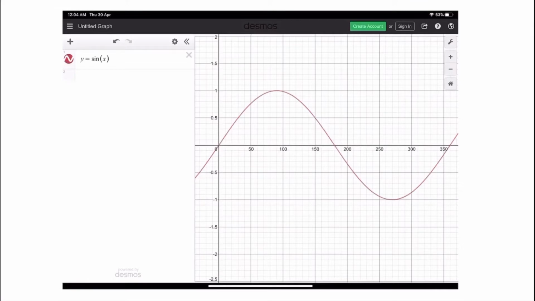On the screen right now is a graph of y equals sine x, the most basic graph. You can tell from the screen, the amplitude is 1, the period is 360 degrees. Let's play.